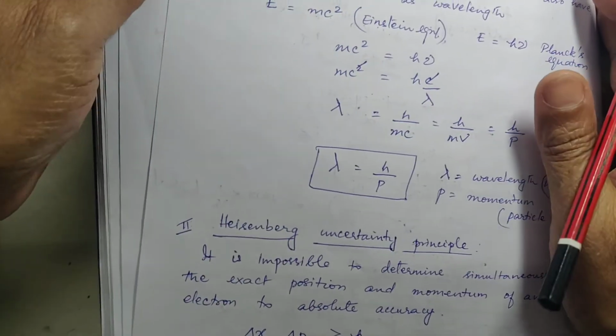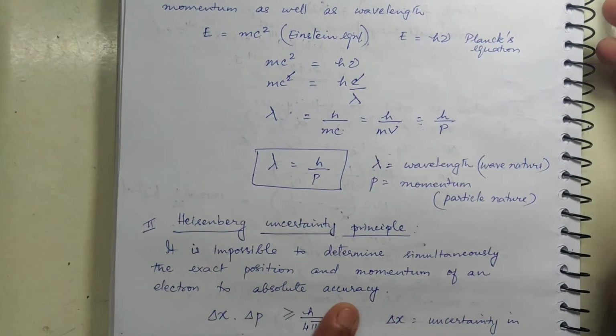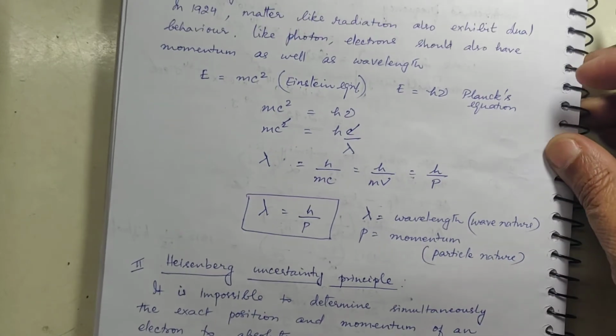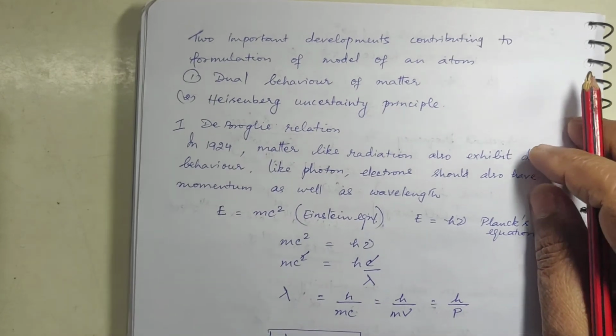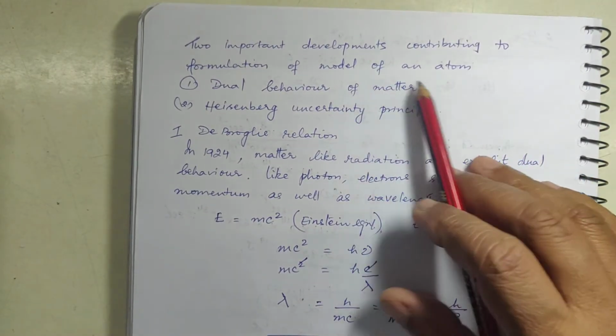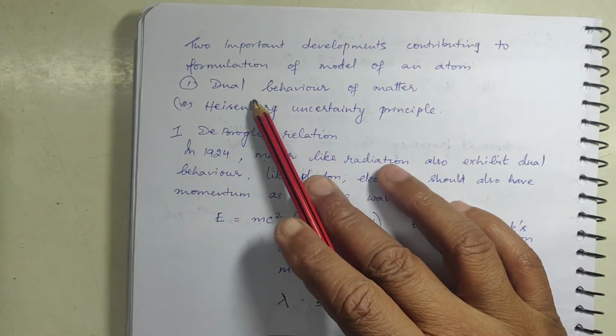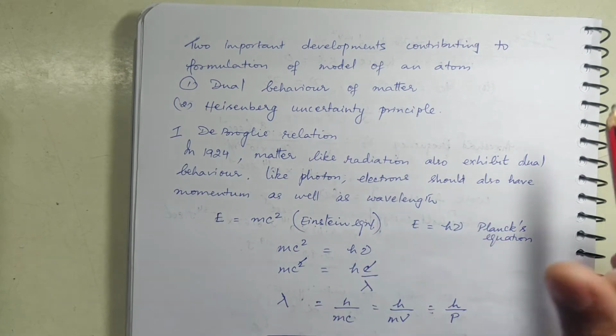Then we will see now de Broglie's expression. Now, two important developments took place in order to formulate the model of an atom. One is the dual behavior of matter and the other one is the Heisenberg uncertainty principle.